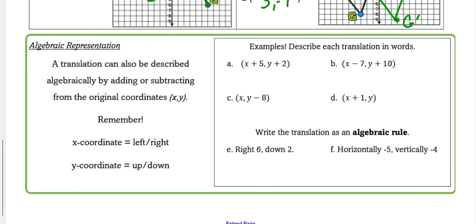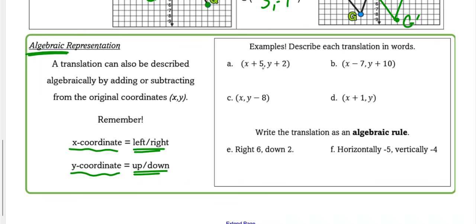We can also be given algebraic instructions. So algebraic basically means you're going to see some sort of variable in there. It might look complicated at first, but it's really the exact same thing that we just saw. This is just instructions on how to move left and right. Remember, the x-coordinate tells you how far left and right we are. The y-coordinate tells you how far up and down we are.